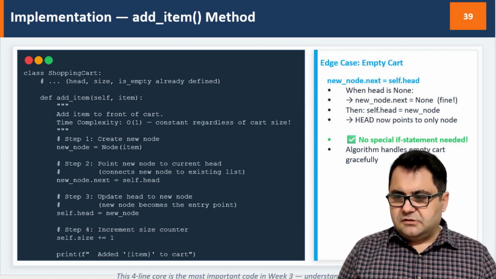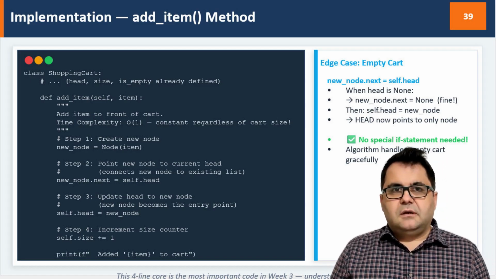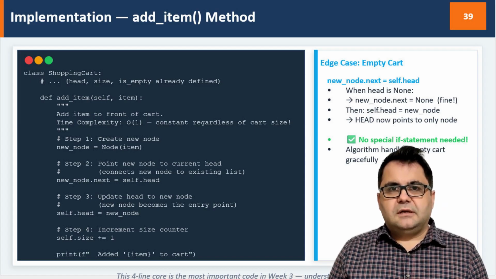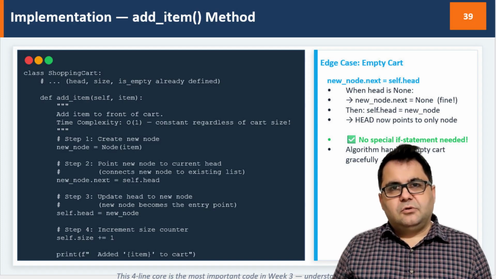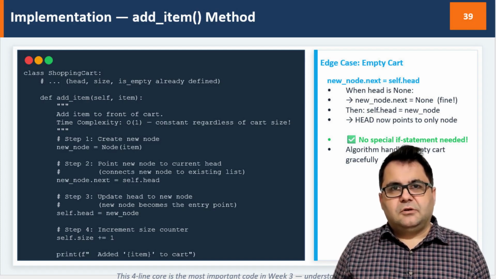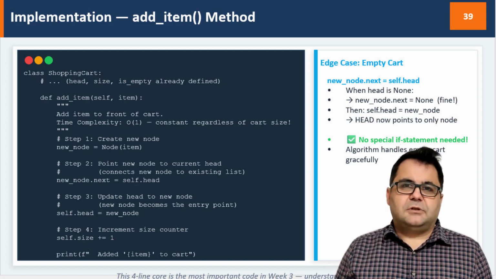Total operations: 4 simple operations. All O(1): create node, assign pointer, increment integer. No loops, no traversal, no shifting. This is the magic of linked lists.